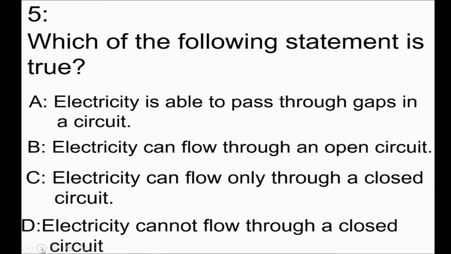So the question one more time, which of the following statements is true? So the correct answer is C. Electricity can flow only through a closed circuit.